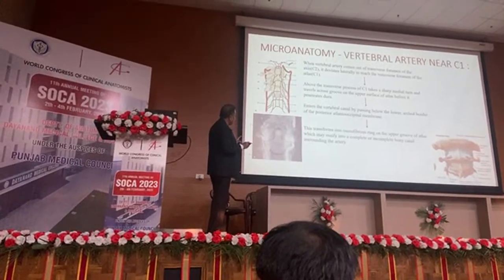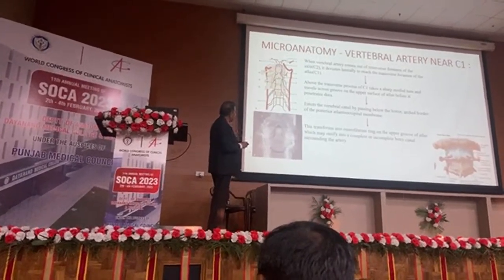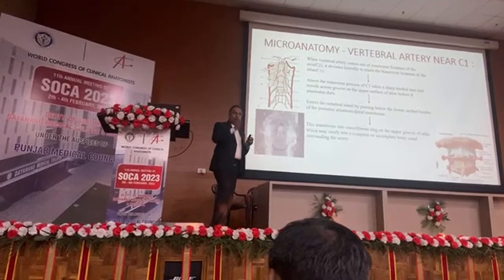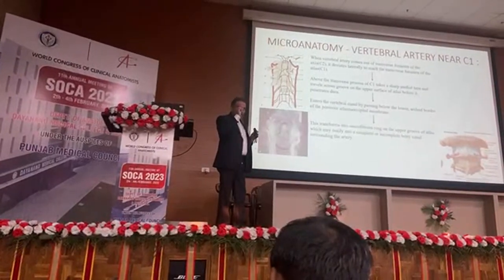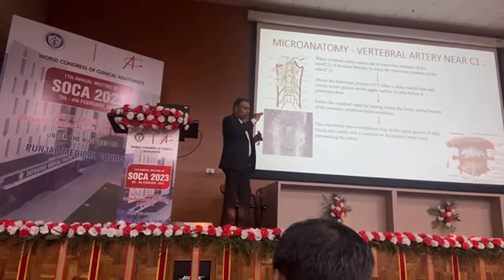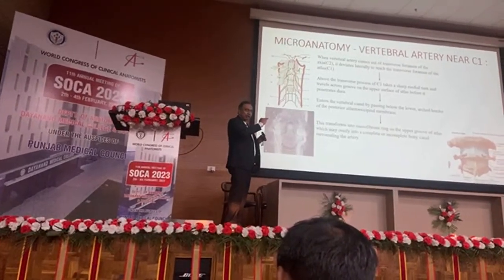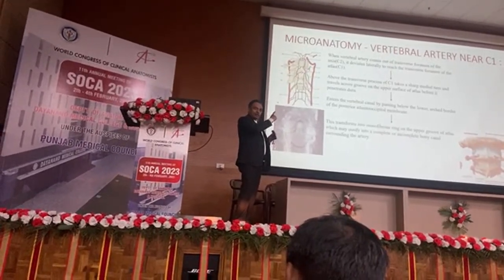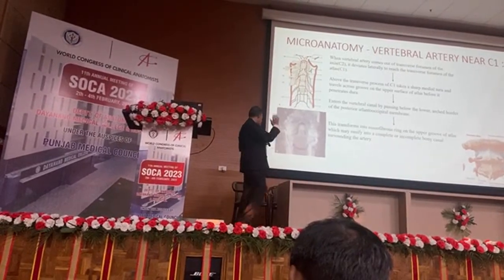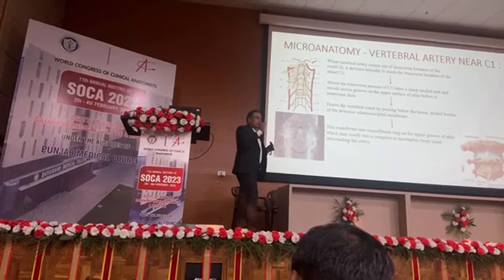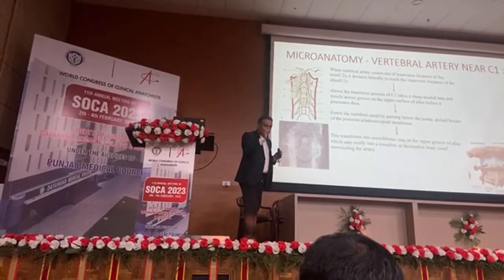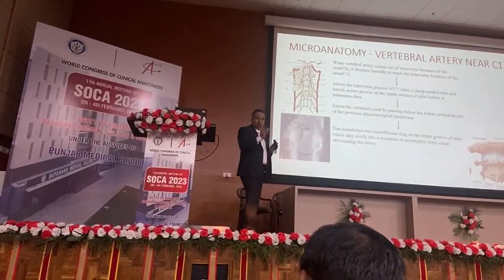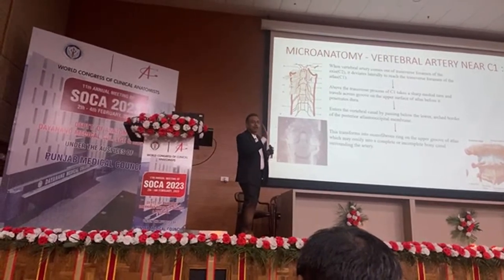So, I will try to explain. When the vertebral artery comes out of the transverse foramen of C2 vertebra, it goes laterally, and then it enters the foramen transversarium of C1. Why does it go laterally? You try to understand. Because the foramen transversarium of C1 is slightly laterally placed as compared to the foramen transversarium of C2. So it has to go laterally.